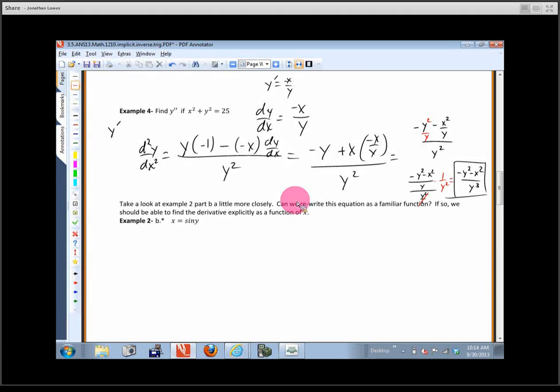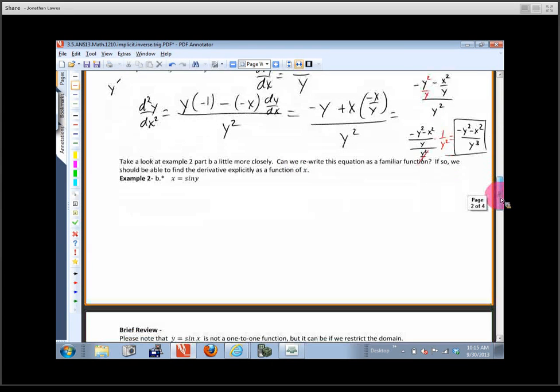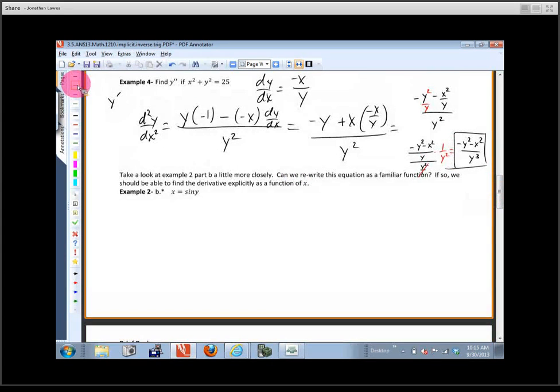So when finding the second derivative, will you always have to substitute dy dx? Yep. Always? Yep. Unless by some strange fluke there's no y in the first derivative. Because if there's no y in the first derivative, there's going to be no dy dx once we differentiate it again. But then it would be just a regular old function, and we probably wouldn't do it implicitly. Questions?